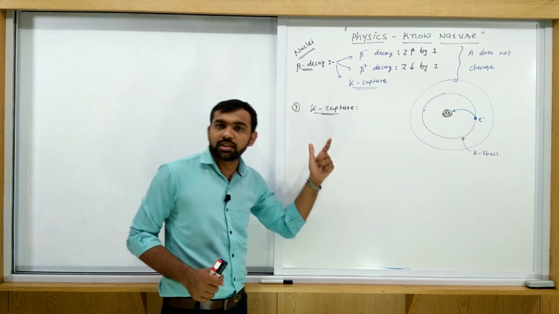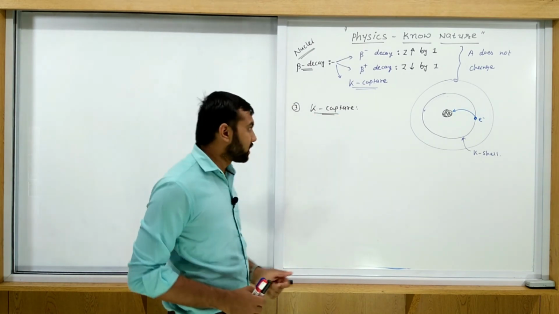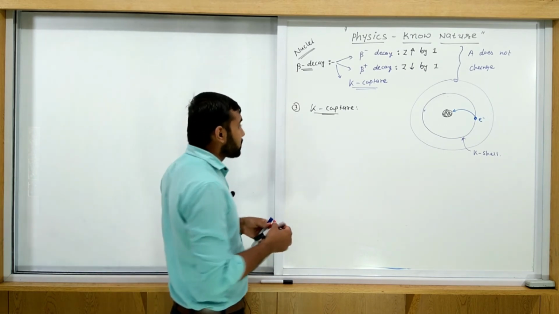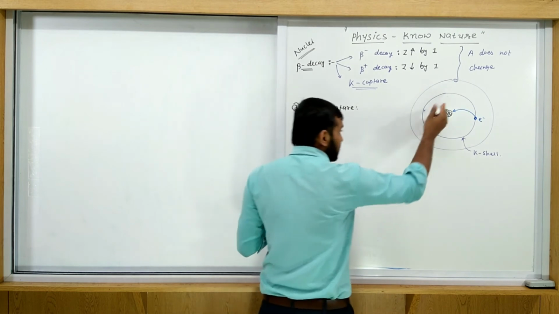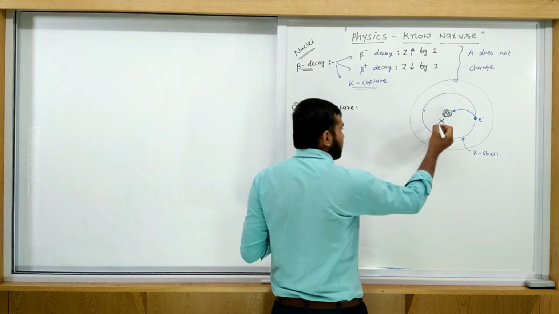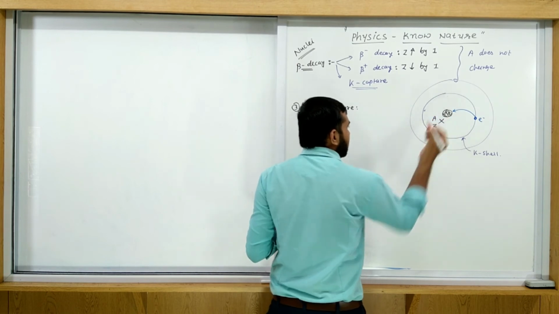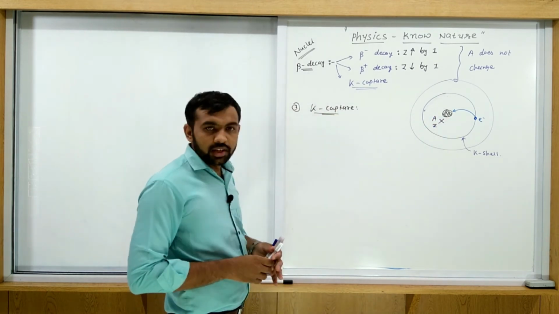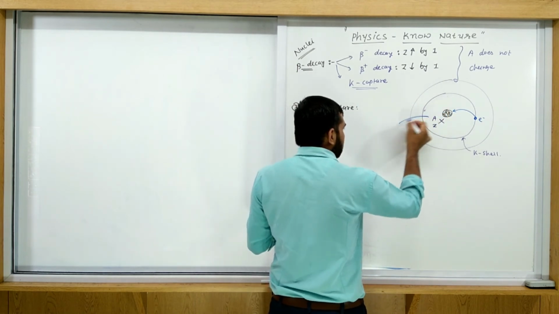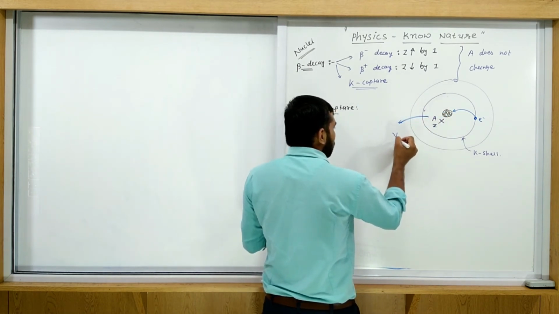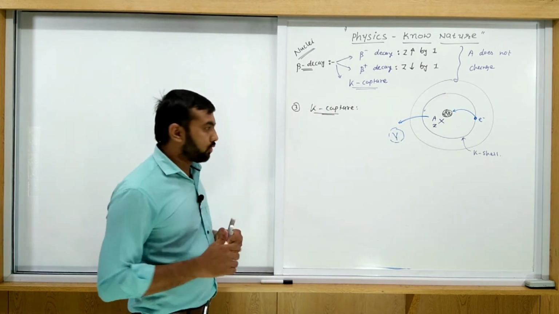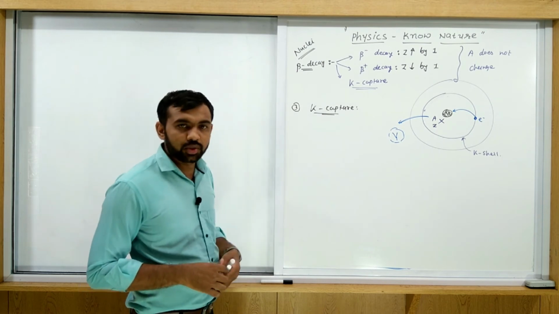This K capture process is exactly similar to the beta plus decay. Let us discuss this process. Consider this is one element X, written as ZXA. After K capturing, it is converted into Y. Let us write the nucleus representation of Y here.